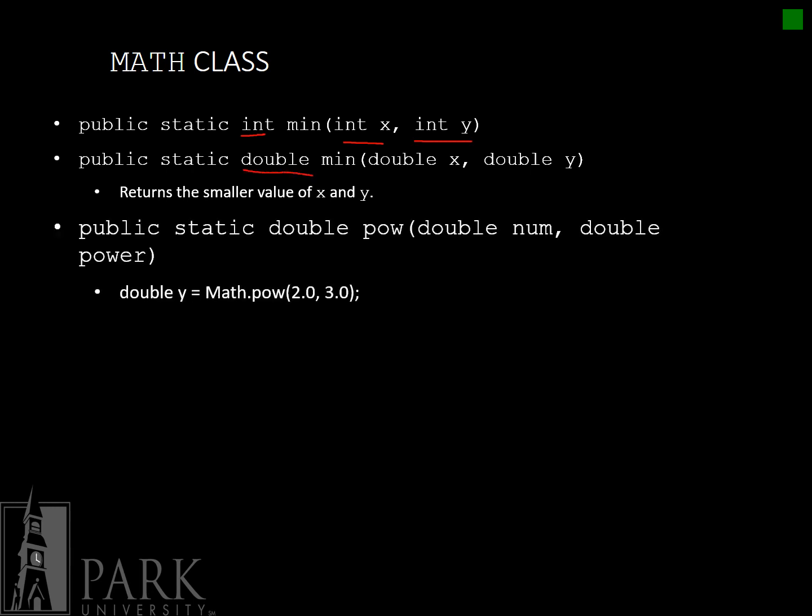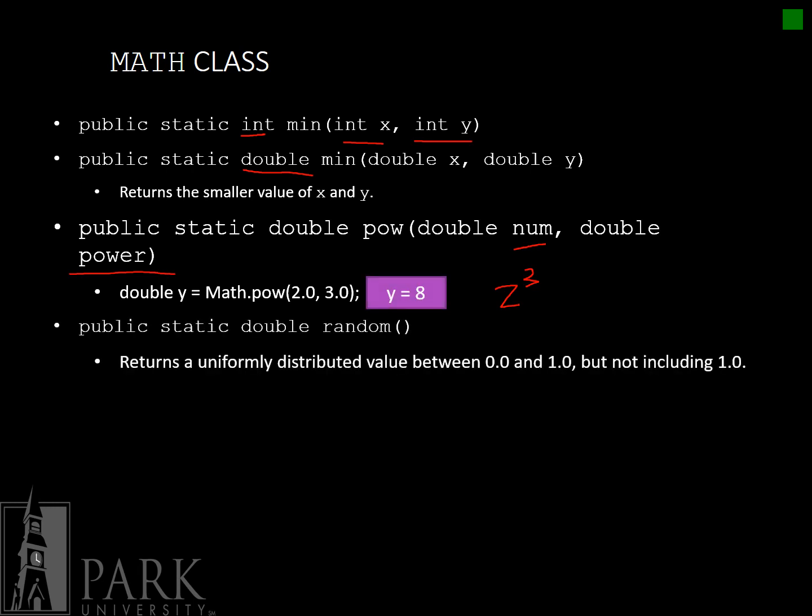We also have pow, which will take a number and raise it to another number. So in this case, it's going to take in a number and raise it to the second number. In this case, we call them number and power. So here we have 2 raised to the 3, which is 2 times 2 times 2. So of course, that'll equal 8.